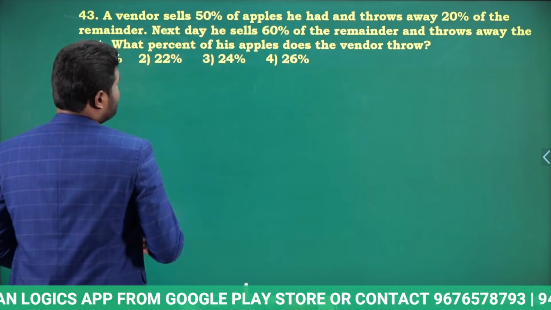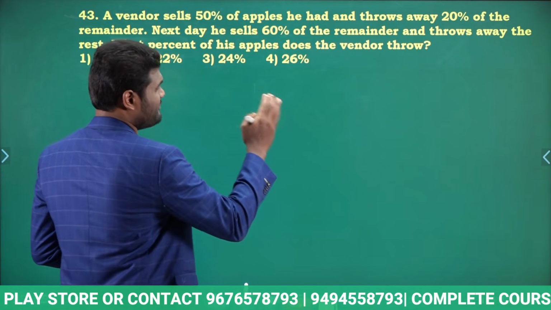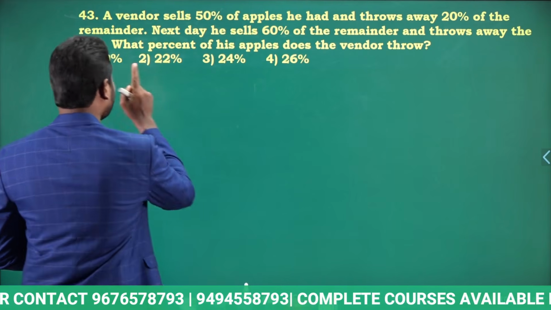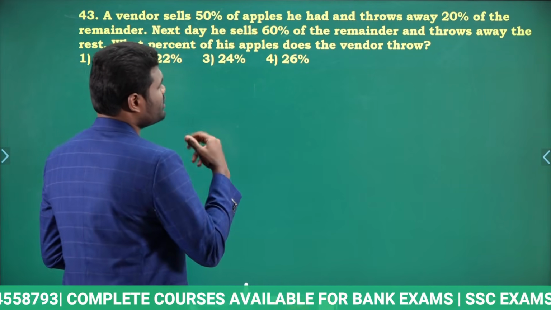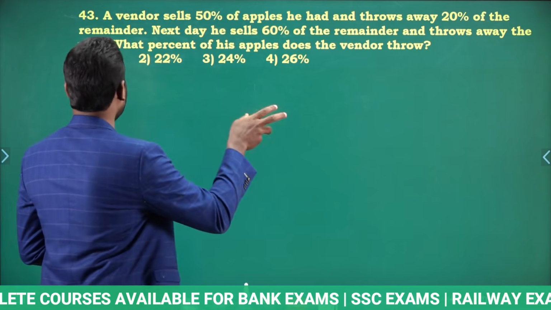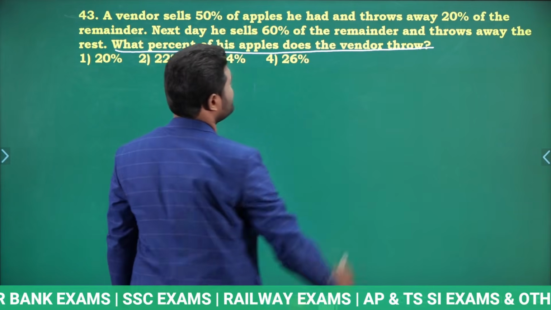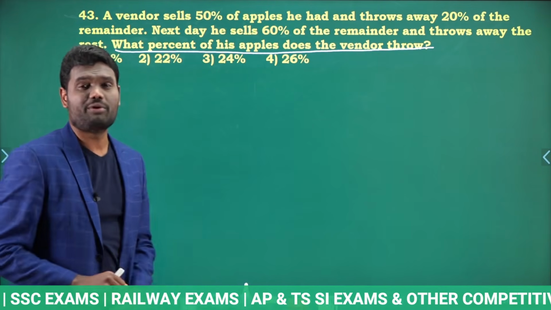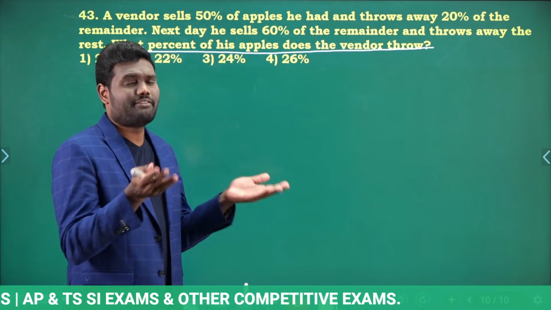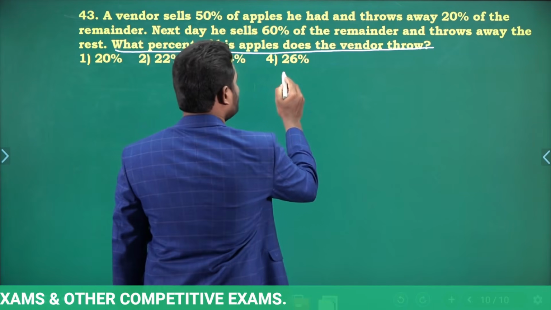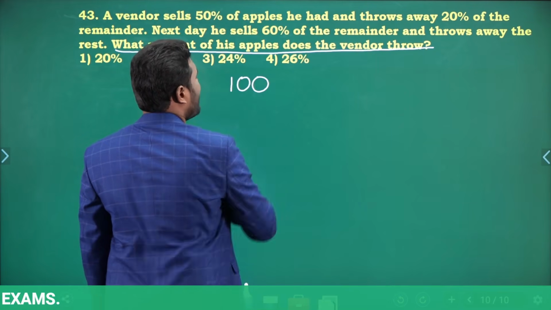A vendor sells 50% of apples he had and throws away 20% of the remainder. Next day, he sells 60% of the remainder and throws away the rest. What percent of his apples does the vendor throw? Now, even this is like very simple and general question. Now, how many apples actually the vendor have? I don't know. Let us assume total apples the vendor have 100 apples.